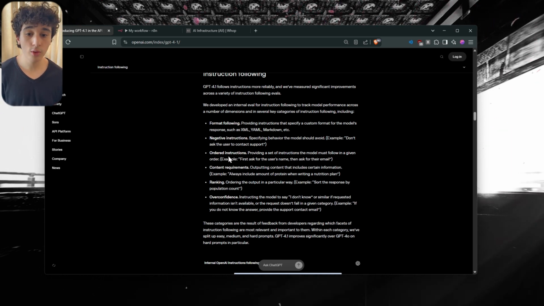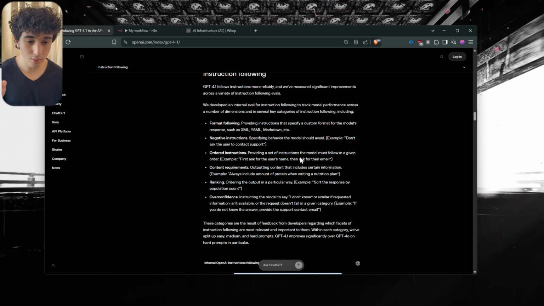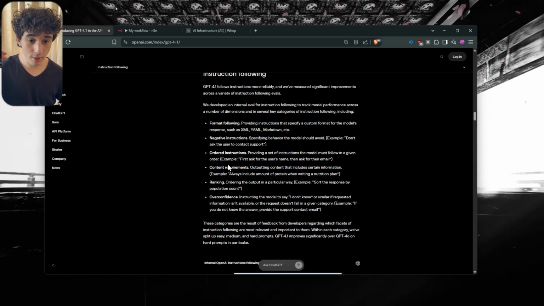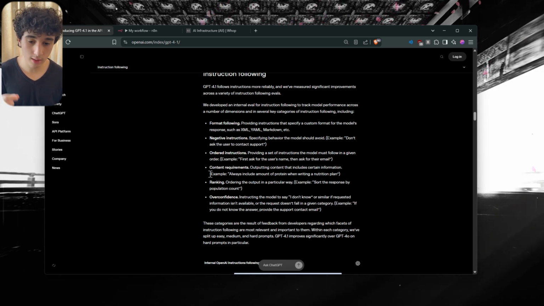The third thing they improved is ordered instructions. As they say here, providing a set of instructions the model must follow in a given order. And then they give an example, first ask for their name and then ask for their email. So now when you give it instructions of what to do first, second, and third, it will follow those instructions much, much better, which is definitely another positive improvement.